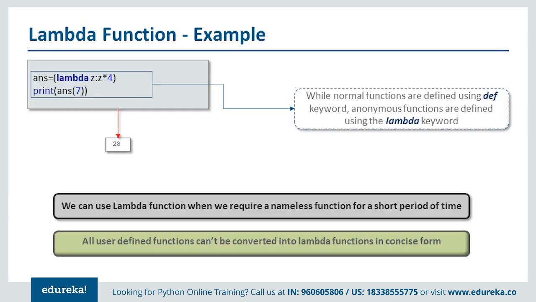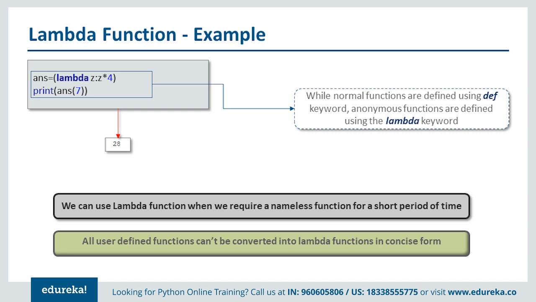We can use a Lambda function when we require a nameless function for a short period of time. It is something we don't want permanently, but temporarily we require it, so in that case we can use it. All user defined functions cannot be converted into Lambda functions. If we want to do that, we cannot. Only very specific requirements can be converted to Lambda functions.